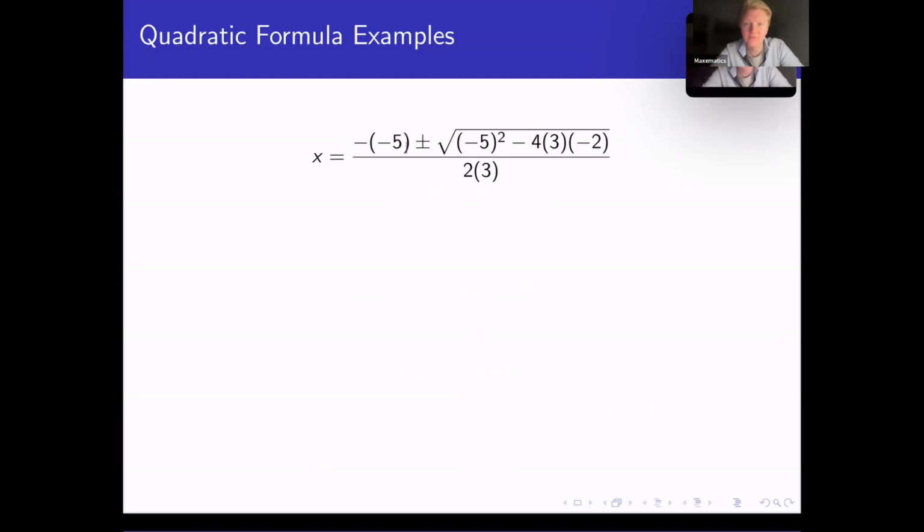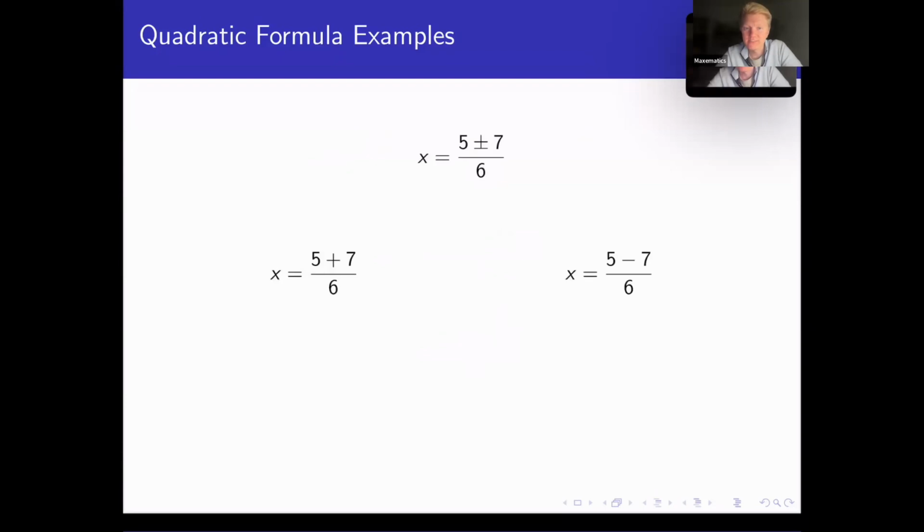-(-5) is +5. -5 squared is +25. -4 times 3 times -2, +24. 2 times 3 is 6. 25 plus 24 is 49. The square root of 49 is 7. So we get 5 plus 7 over 6, 5 minus 7 over 6. Well, it's a linear calculation, but not a very scary one. So our answers are -1/3 and 2.